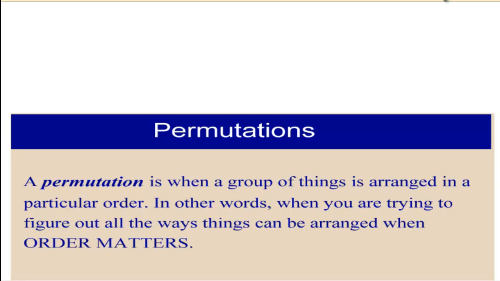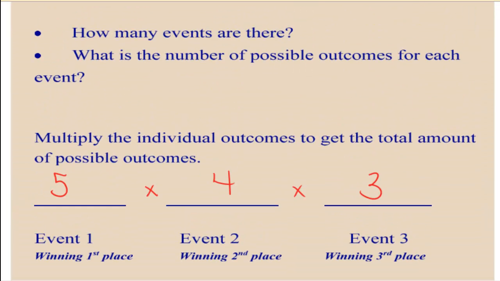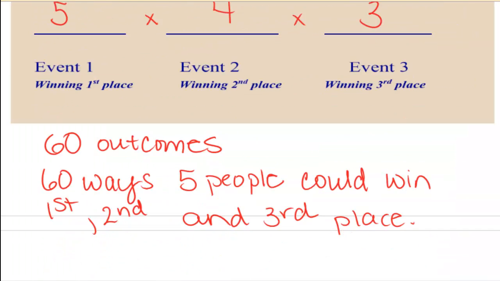A permutation is where you have a group of things that are arranged in a particular order. So when you are trying to figure out all the ways that things can be arranged when order matters, you're going to be using a permutation. If we look back at our previous example, order mattered because we had a first place, a second place, and a third place. So that's what they mean by order matters.